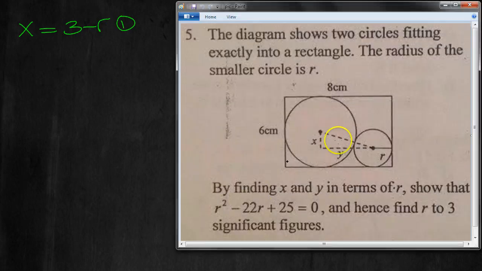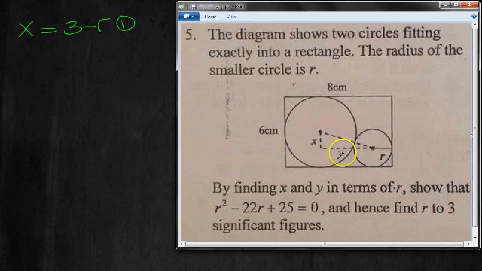So let's write that down then. That's the first piece of information from the picture. And that was just looking at this distance here. And then the next one we want y. This distance is y. This distance is r, and this distance is 8.